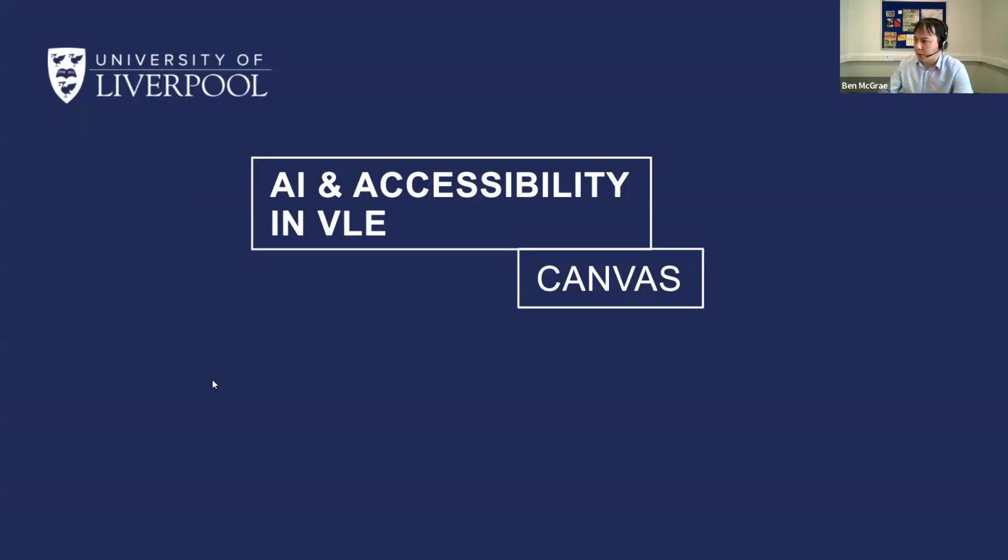Yeah, so in my section, I'm going to talk about just Gen AI and accessibility within our virtual learning environments, which here at Liverpool is Canvas. For those external, I know you might be on some other virtual learning environment systems, but it might give you an insight into what Canvas is capable of and what tools we've got as well.